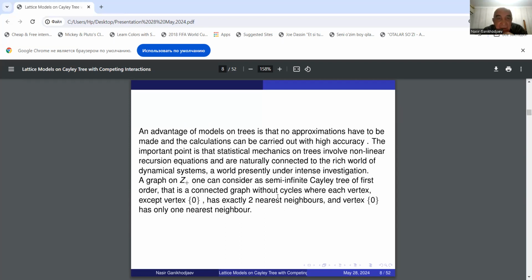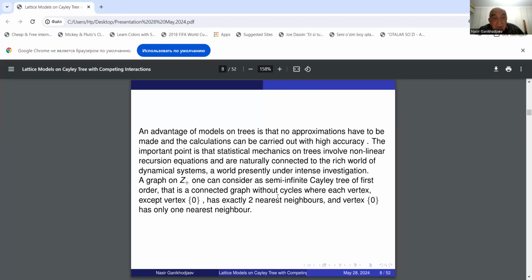The advantage of models on trees, where we don't have cycles, is that no approximation has to be made, and the calculation can be carried out with high accuracy. The important point is that statistical mechanics on trees involves non-linear recursion equations and is naturally connected to the rich world of dynamical systems. This is presently under intense investigation.